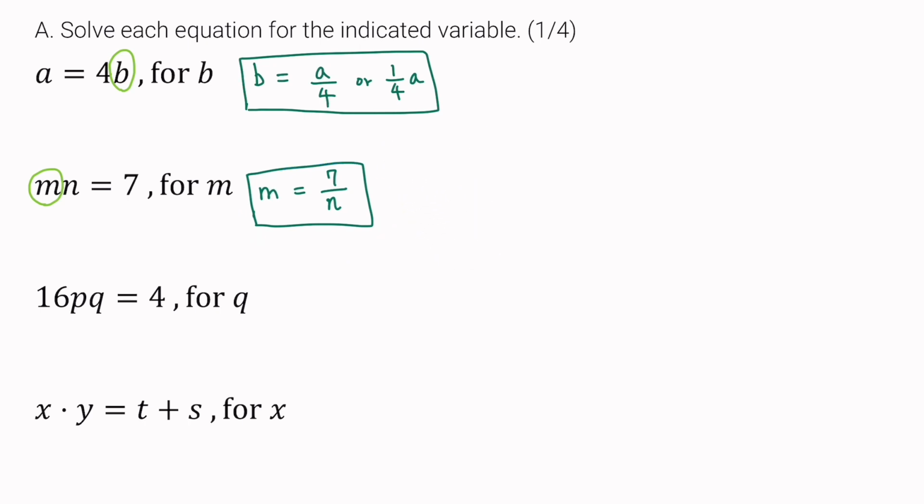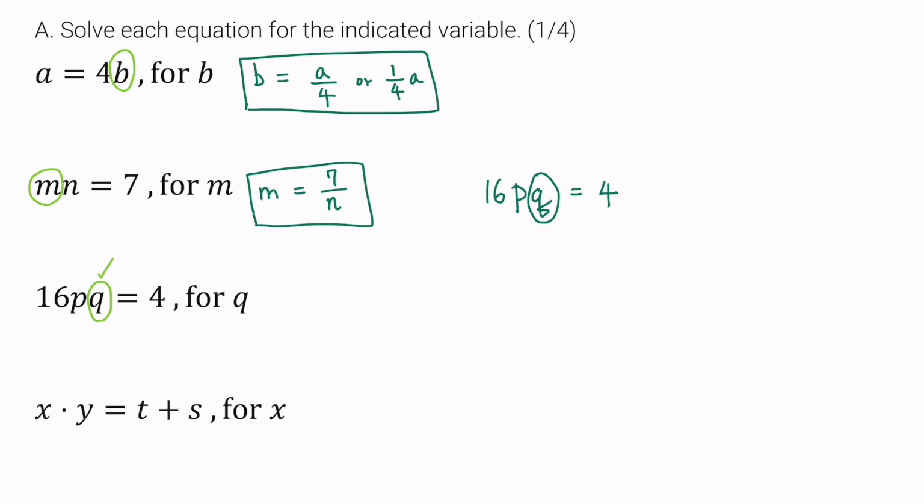Okay, moving on to the third question. I have 16pq is equal to 4, and I need to solve for q. Don't get confused with p and q. I am solving for this q right there. So I'm going to rewrite this on my blank space. 16 times p times q is equal to 4, and I'm solving for q. Same with this question, I need to get rid of everything else but q from the left side of the equation and send everything else to the right side of the equation.